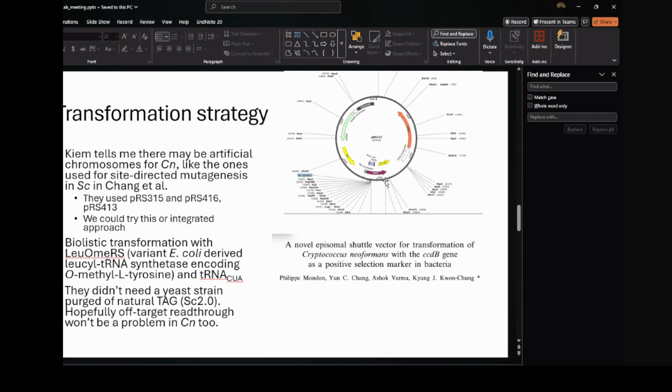So Kim and I have been talking since Thursday or whenever about how we would actually go about doing this. Kim sent me this article from a while back. What they used were centromeric plasmids, I guess, to get longer term stability inside of Saccharomyces. Kim tells me there are similar plasmids available for Crypto, or we could go with other approaches like CRISPR, but I really defer to Kim on the details.